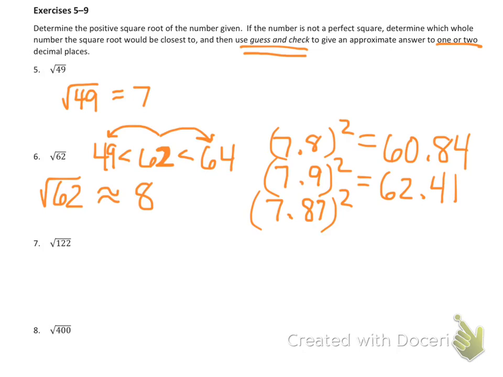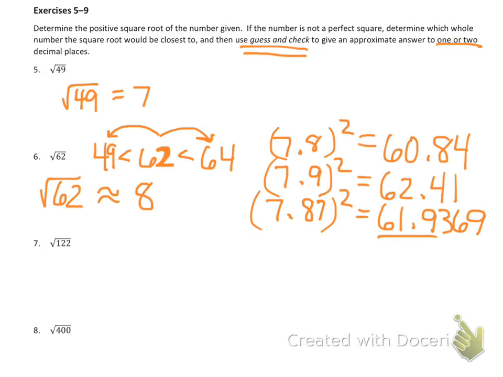All right, so this is equal to, now I'm getting really close. It's 61.9369. So that's going to round to 61.9. So I'm getting really close. 7.87 is a little bit too small.